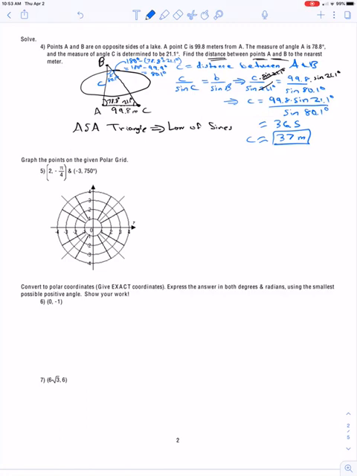So again, we end up solving the oblique triangle using the law of sines, getting us to that unknown, the distance between points A and B.